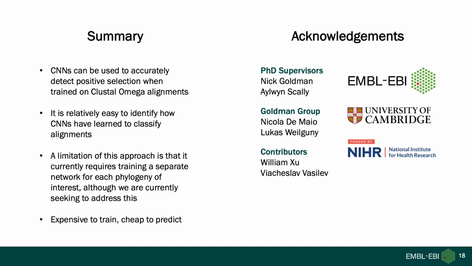It's also relatively easy to identify how CNNs have learned to classify alignments by looking at these saliency maps, and we can also aggregate these saliency values across our whole datasets and come up with some nice summary statistics about this. And although we currently need to train a separate network per phylogeny of interest, we're now looking at training across more diverse training datasets involving multiple trees to see if these networks can generalize better.